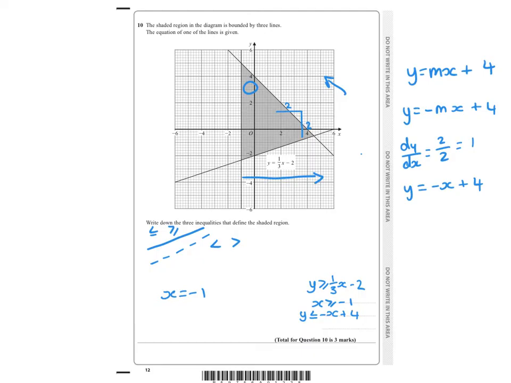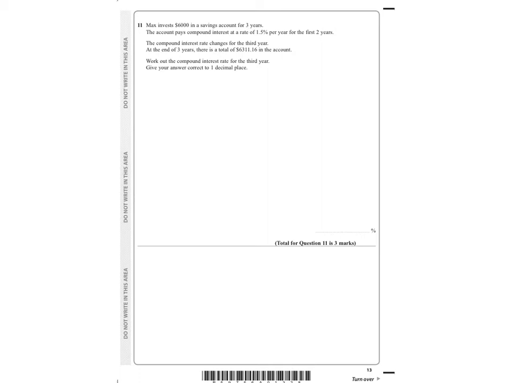Okay, moving on. So our second question, number 11. Right then, so this was quite a different question than I've seen before, but I still thought it was a really good question. So, Max invests $6,000 in a savings account for 3 years. The account pays compound interest at a rate of 1.5% per year for the first 2 years.